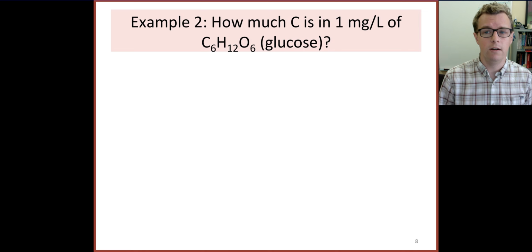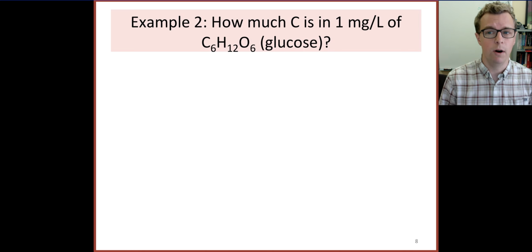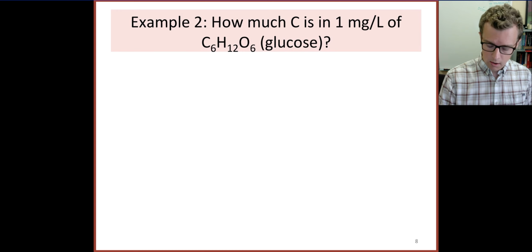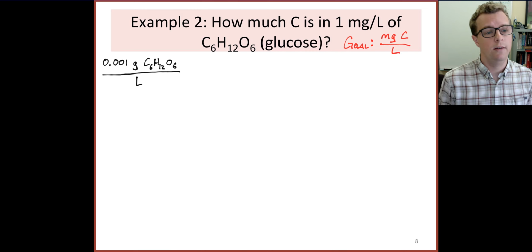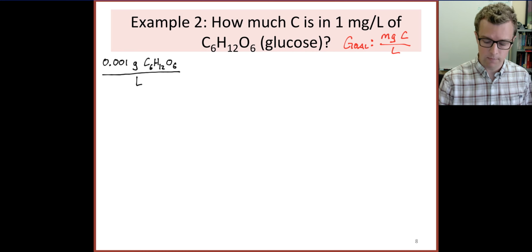One thing to note there, you're given 1 milligram per liter. That is a concentration equivalent to parts per million. Okay, so 1 milligram per liter, or 0.001 grams per liter. So I've already gone ahead and done the conversion from milligrams to grams for you.